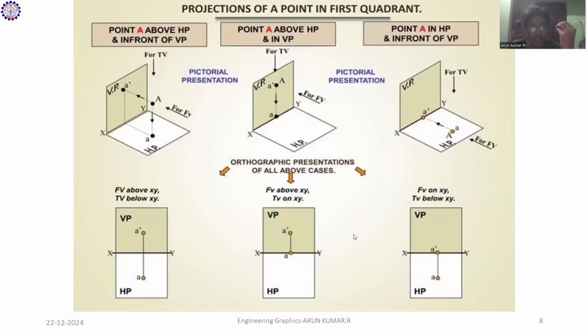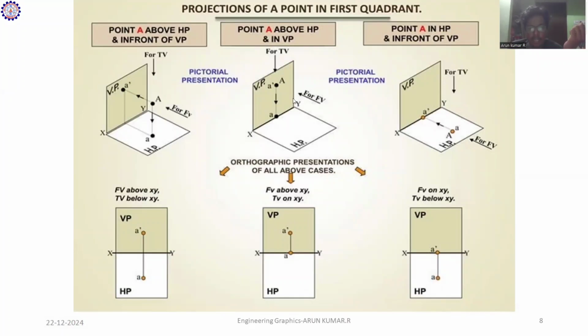For easy understanding, take the first quadrant. The first case: the point A is above HP and in front of VP. The point A above HP is seen as A dash in the front view. In the same case, the top view is seen as A in the HP plane, that is the horizontal plane. This is a pictorial representation for your understanding. Pictorial means a three-dimensional view of the object, so we show the diagram here.